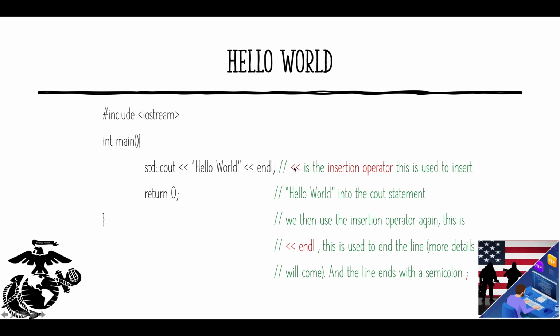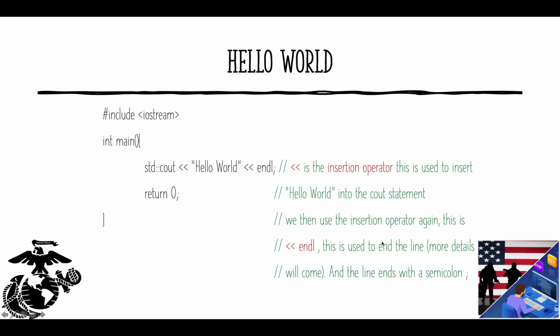Next is going to be the less than operator. So two less than operators together create what's called an insertion operator. This is used to insert an object, or insert an item, into the console output. So we are going to be console outputting hello world, and we have to do that with an open quote and an end quote, into our cout statement.